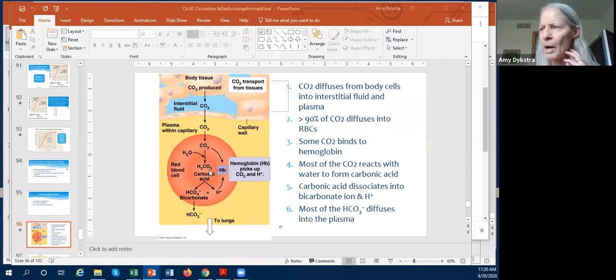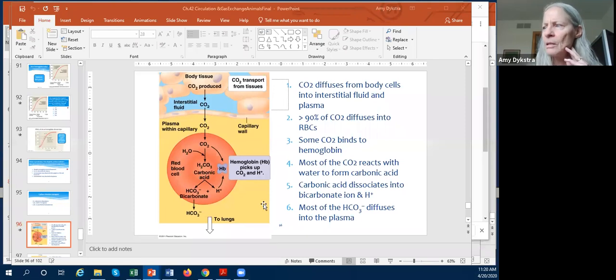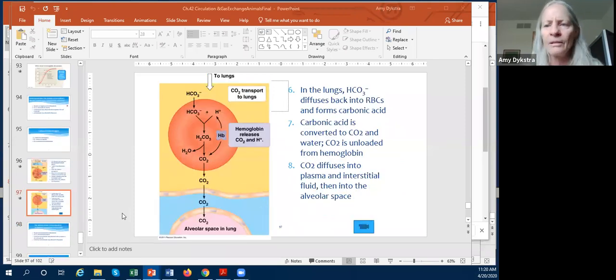This shows the carbon dioxide and water combining to form carbonic acid, which dissociates into bicarbonate, and the bicarbonate is the main form that carries the carbon dioxide in the blood. So hopefully that helped answer that question.